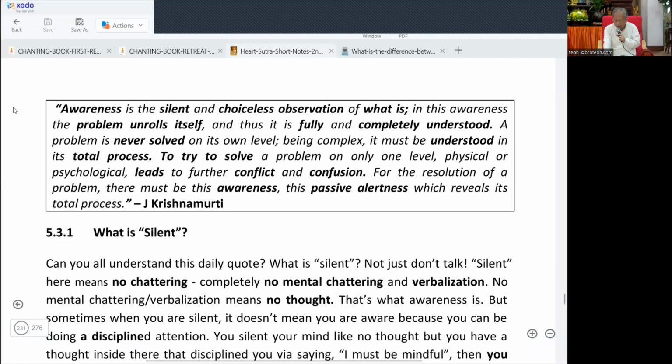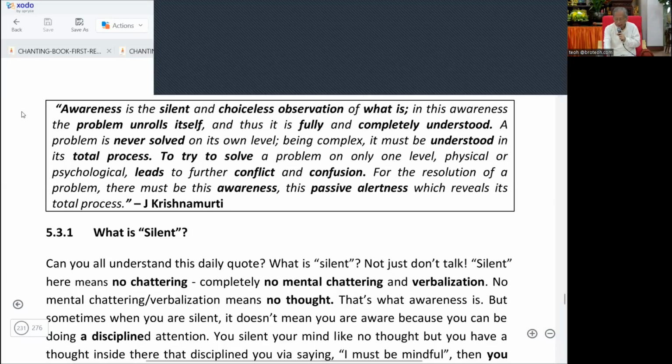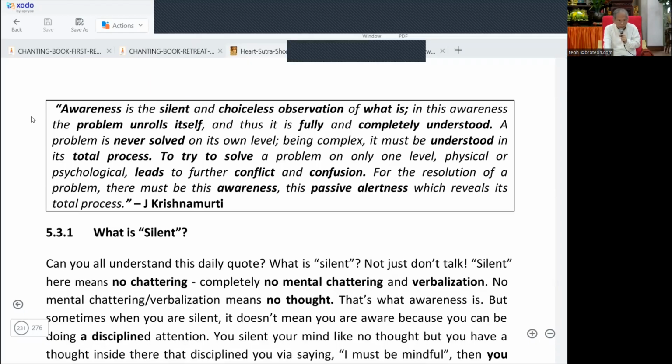Okay, now we read the code. Awareness is a silent and choiceless observation of what is. In this awareness, the problem unfolds itself. You understand? When you observe what is, all of your so-called problems, the first reality of the eight realities, the first noble truth, they will unfold themselves. And thus, it is fully and completely understood.